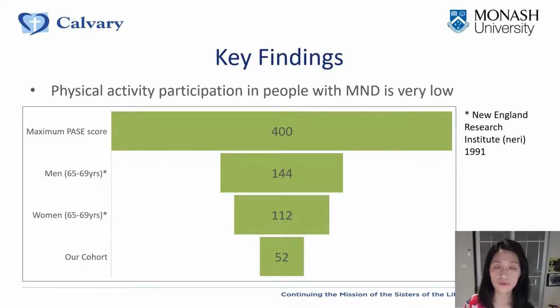There's no more recent normative data published, but a recent study done by Mantri et al. in 2018, which looked at using the PASE to measure activity in people with early Parkinson's disease, compared that with healthy controls. And they reported the PASE score for their healthy controls to be around 200, which is significantly higher than the ones we've got here.